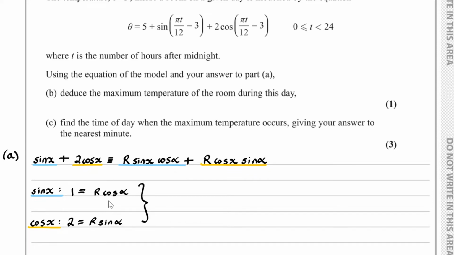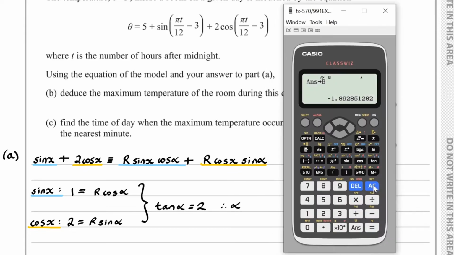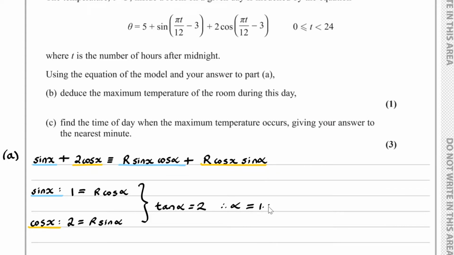And with this we can find out what alpha is, and we can do that by dividing the equations by each other. R sine alpha divided by r cos alpha, that would be tan alpha. Of course the r's cancel. 2 divided by 1, that's 2. And therefore alpha will equal the inverse tan of 2, which is 1.107. Let's store this into A. So alpha is equal to 1.107 to 3 decimal places.